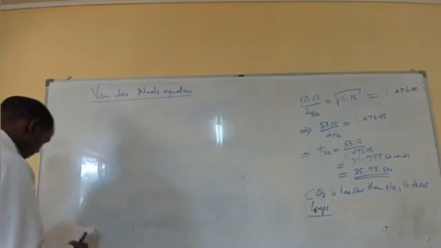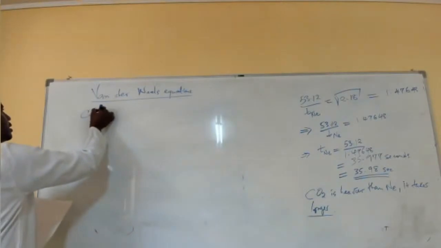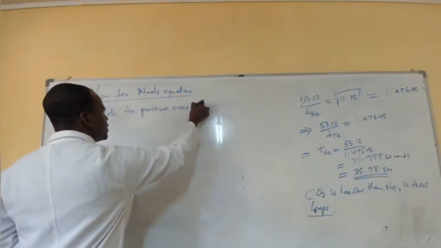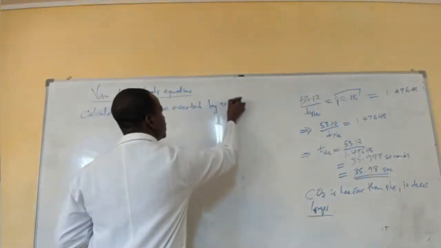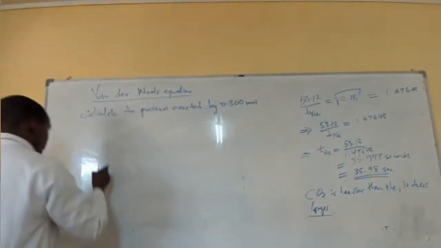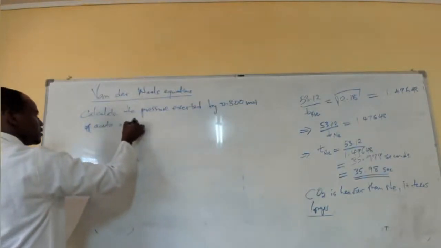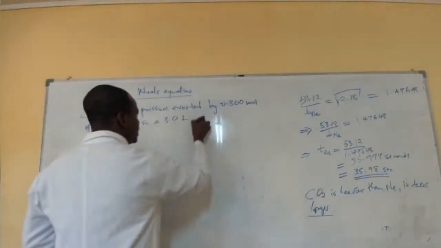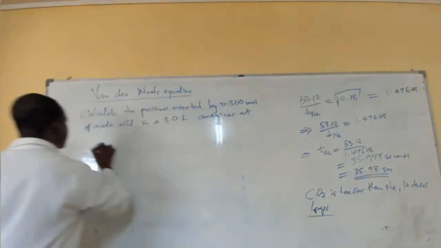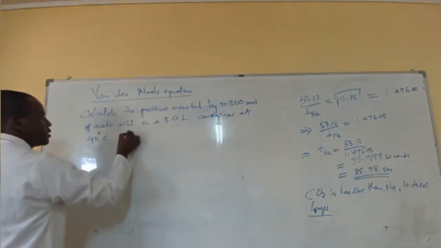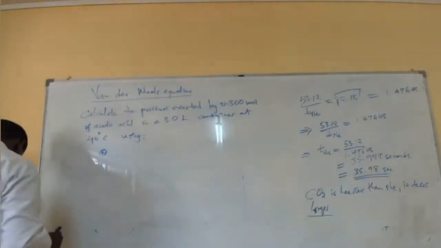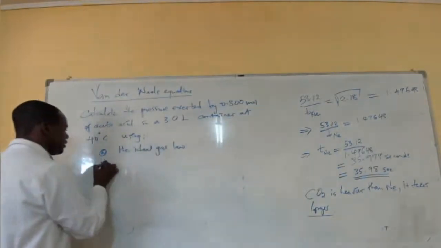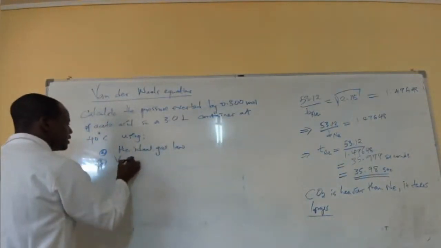So as an example, we can say: calculate the pressure exerted by 0.300 moles of acetic acid in a 3-liter container at 40 degrees Celsius using A, the ideal gas law, and B, the van der Waals equation.